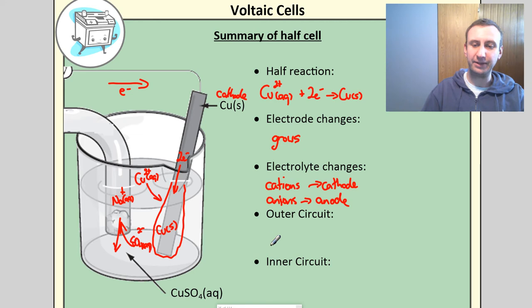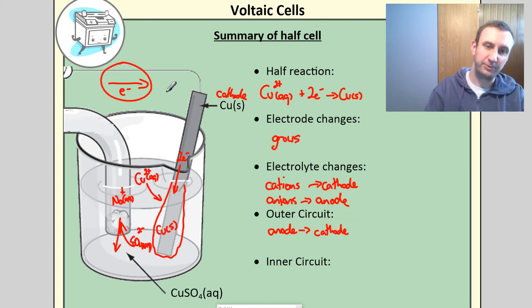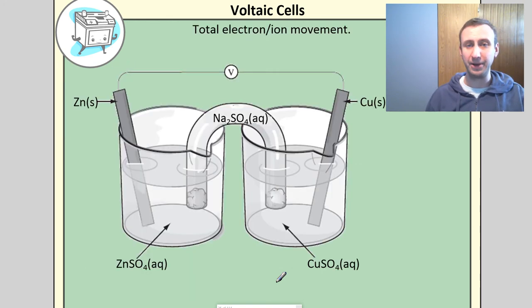The outer circuit, we've already talked about this as well. It's moving from anode to cathode for electrons. So that's why I have electrons drawn in this direction, right? Moving from anode to cathode. And then for the inner circuit, we've already discussed that and the migration that's taking place. So that's what's happening in the two half cells.